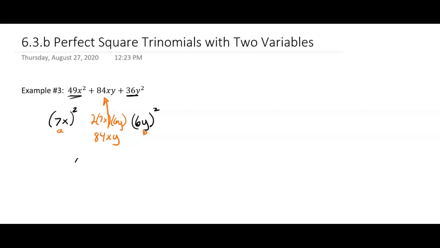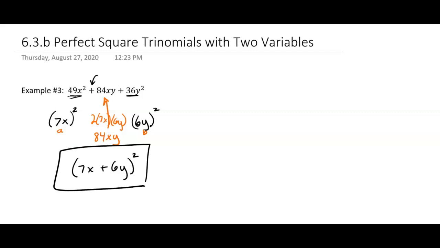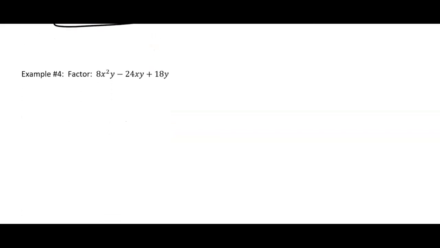The a is going to be 7x. It will be plus because it's plus right there. And then the b is 6y and then squared. So that one's done. Okay. So the numbers can get really large on these, so don't be afraid of them though.